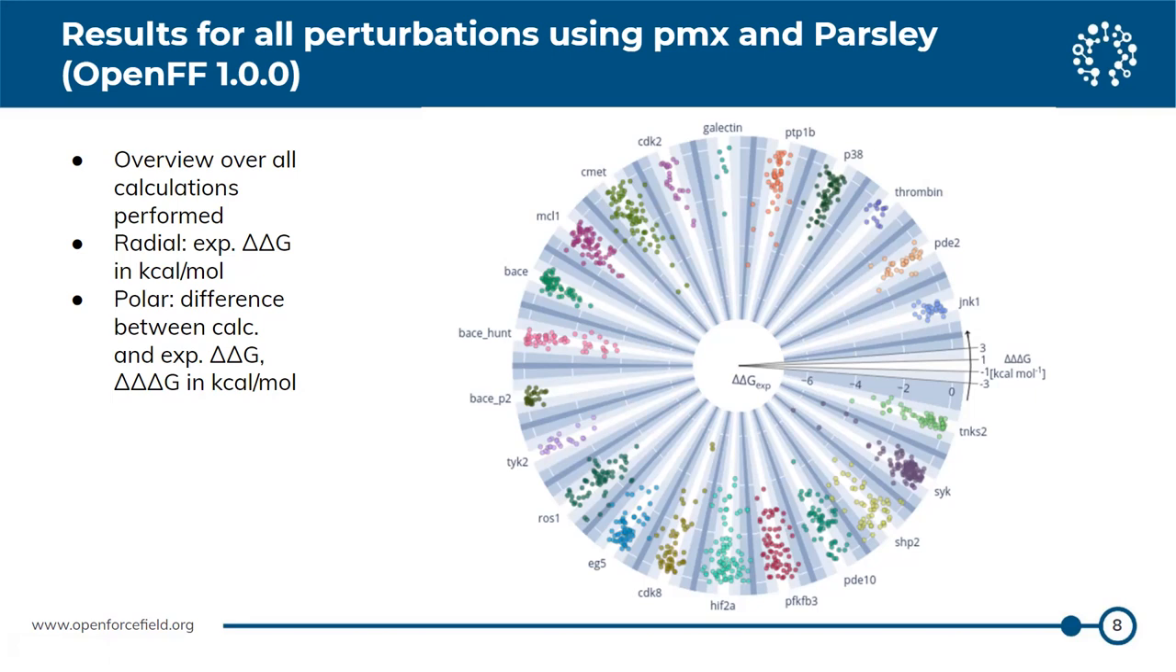You can see here that the targets have different performances. There are targets performing very well, for example, CDK2 at the top. Then there are targets with more outliers, like HIF2 alpha at the bottom. And also you have different experimental spreads, dynamic ranges, and numbers of data points per target, making some targets better for benchmarking and some others less good.